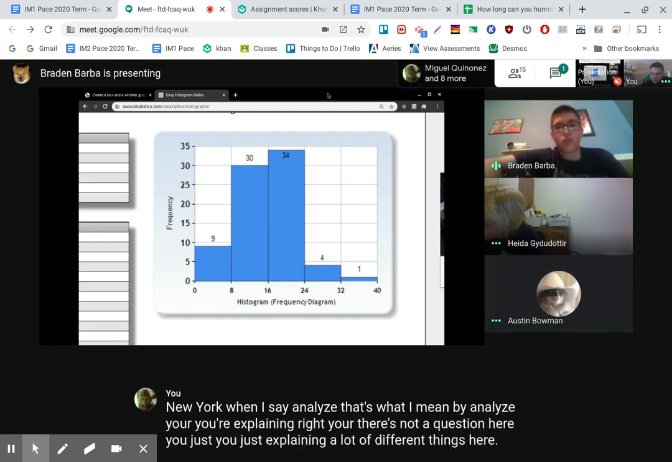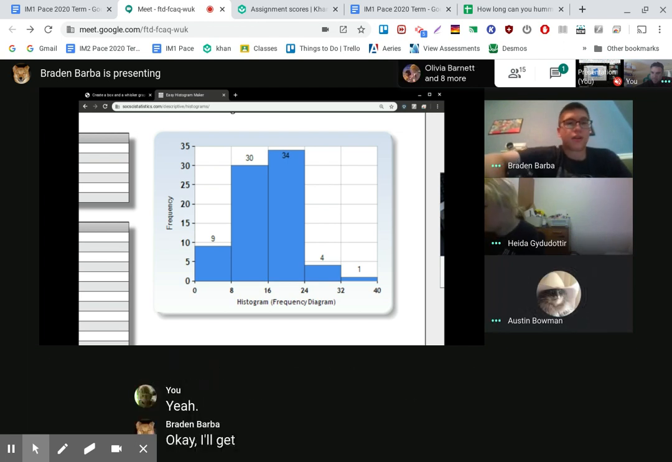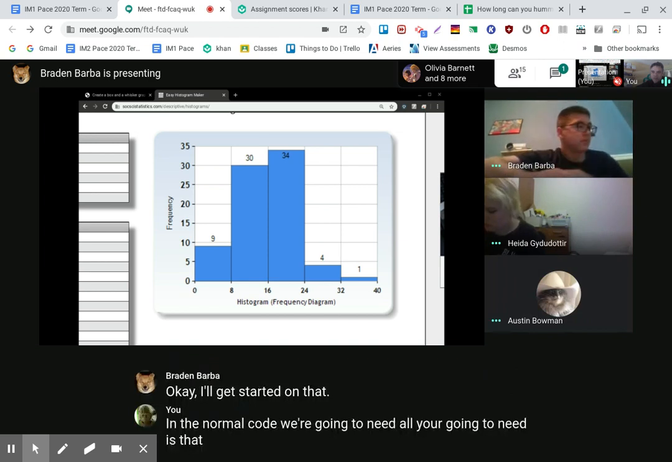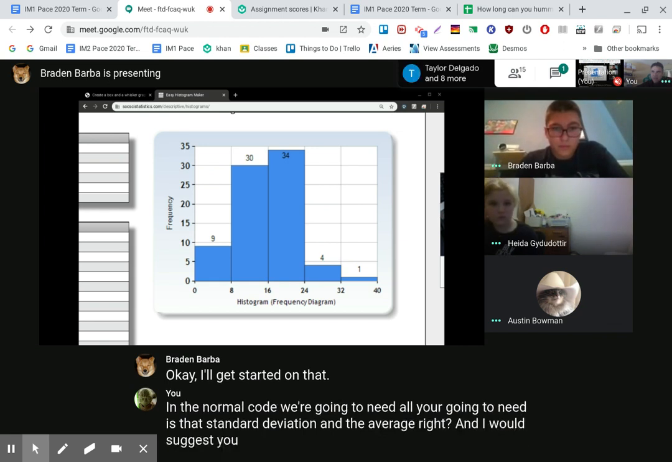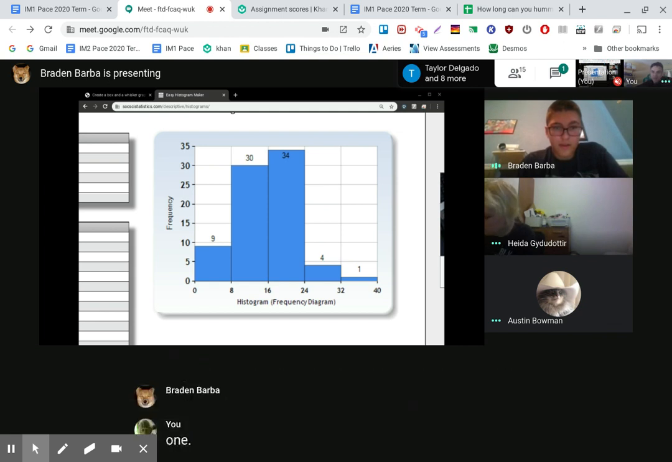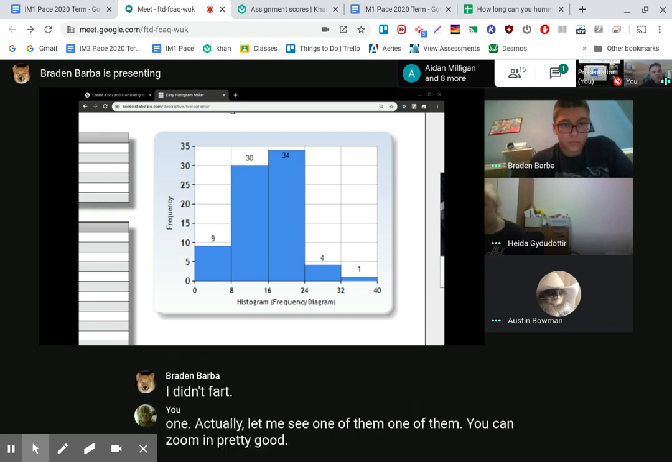And then we have to do the normal curve, right? Yeah. Okay, I'll get started on that. In the normal curve, all you're gonna need is that standard deviation and the average. All right, and I would suggest you use the link I gave you guys that said the advanced one. Actually, let me think. One of them you can zoom in pretty good. Let me see which one would be good.